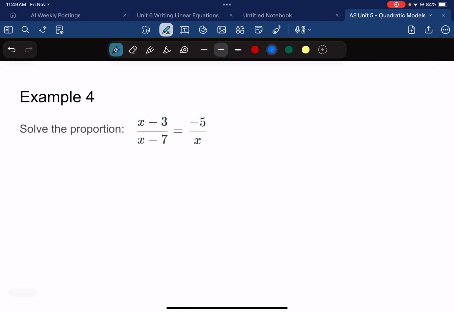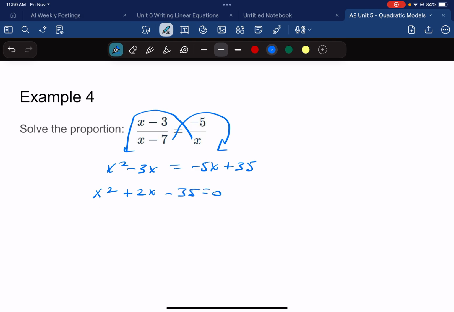Example 4, this is just a proportion. We're just going to cross multiply. So x times x minus 3 would be x squared minus 3x. And x minus 7 times negative 5 is negative 5x plus 35, and I'm going to move everything to one side of the equation to solve. So adding 5x to negative 3x gives me 2x, and subtracting the 35 and factoring gives me 7 and 5, positive 7, negative 5. So there's two solutions to this proportion, negative 7 and positive 5.